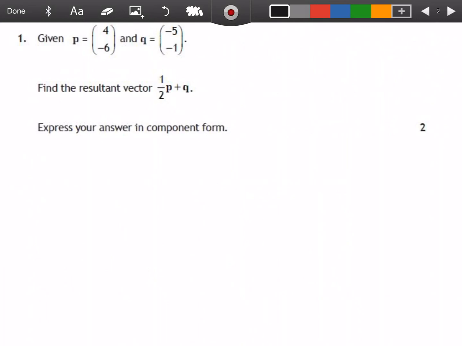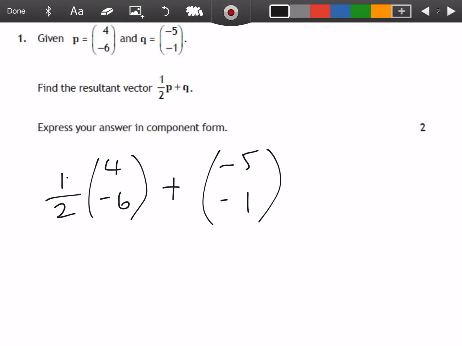Number 1, a vector question. Find the resultant vector of a half p plus q. So basically we're going to half vector p, okay? So a half of vector p is a half of that one, and then we have to add on this one. Now, you don't have to set it out like this as long as you get the right answer. So a half of vector p is basically half the components, half the numbers that are in vector p. So half of it would be 2, negative 3. Okay, that's me half the 4 and the negative 6.